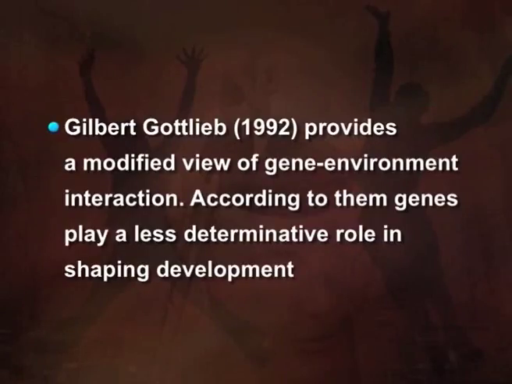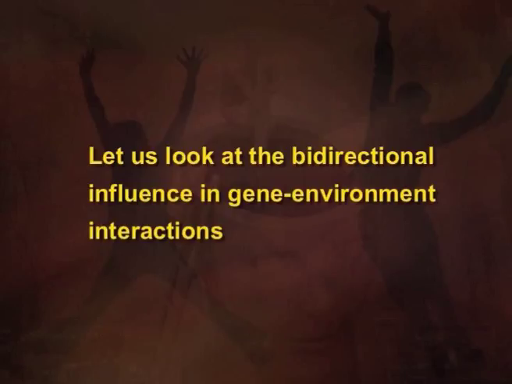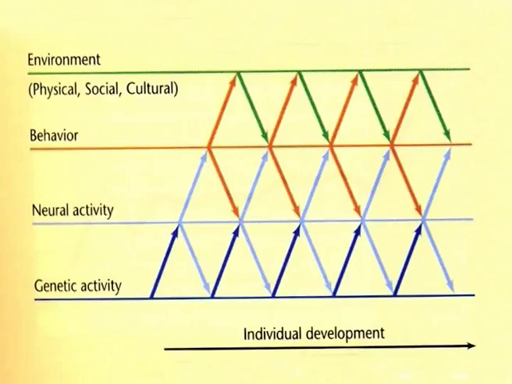Gilbert Gottlieb provides a modified view of gene-environment interaction. According to him, genes play a less determinative role in shaping development. Individual development is organized into multiple levels, that is, genetic activity, neural activity, behavior, and environment, all of which influence each other. Let us look at the bidirectional influence in gene-environment interactions. In this figure, from bottom to top and from top to bottom, genes and environment mutually influence each other.